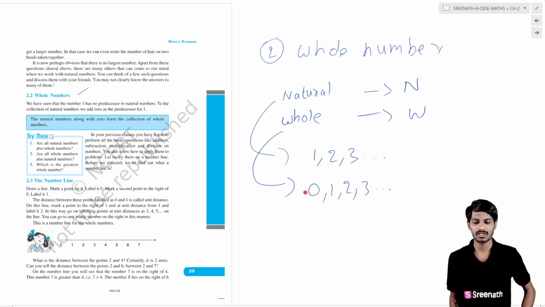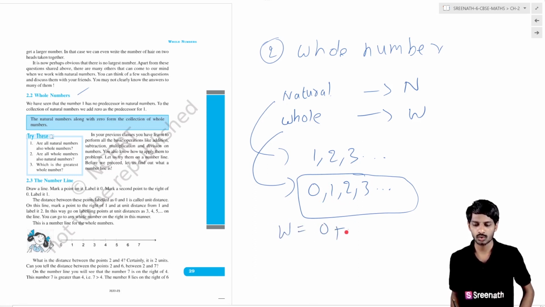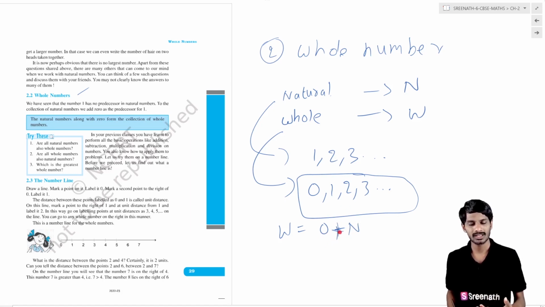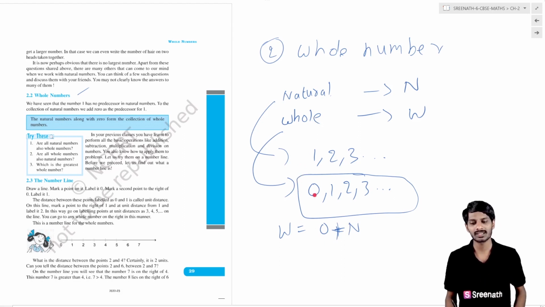So what are whole numbers? Whole numbers are nothing but the numbers starting from 0. If you add 0 to natural numbers, then you will get whole numbers. Adding means not addition, but just a combination of natural numbers and 0 together. That set is called whole numbers. Now I think you are able to understand what whole numbers are.